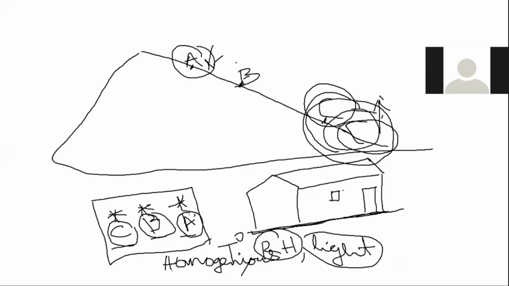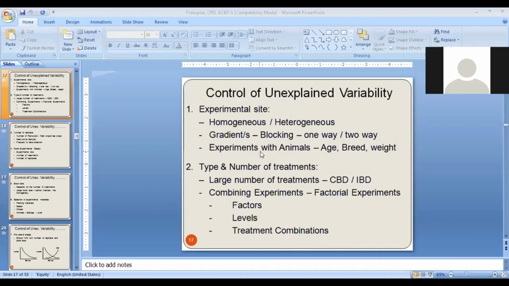All right. So that is homogeneous and heterogeneous situation. Then in animals also we may get heterogeneous conditions. If you take age, breed, then we'll have to do the blocking. We will come to that term when we talk about the special type of design called blocking design. Then type and number of treatments.